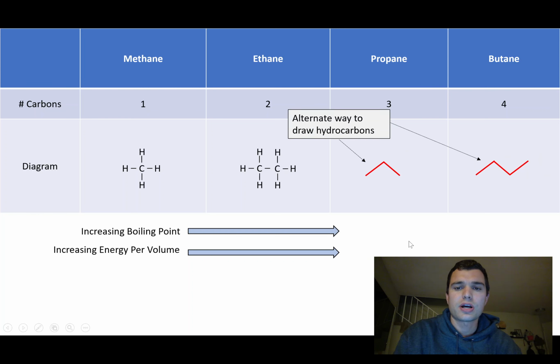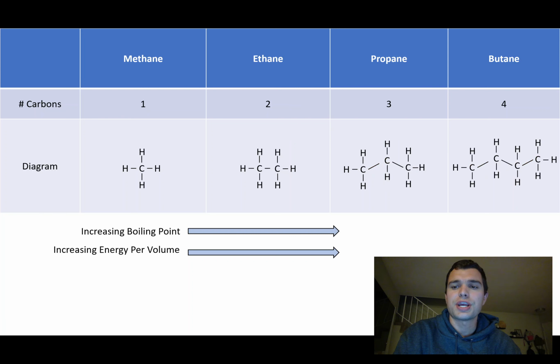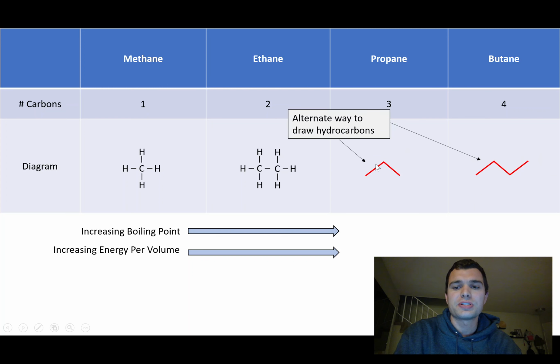So there's an alternate way to draw these hydrocarbons, because when you get longer chains, it becomes a little bit tedious to have a lot of carbons and hydrogens all over the place. So what people will do is they'll represent it just by lines that are bent. So you can see this would be 1, 2, 3 carbons, and here would be 1, 2, 3, 4 carbons, and it's just understood that it's carbons bonded with hydrogen making up the remaining bonds.